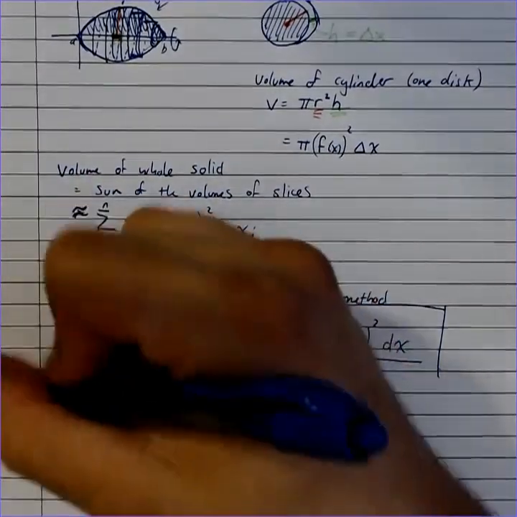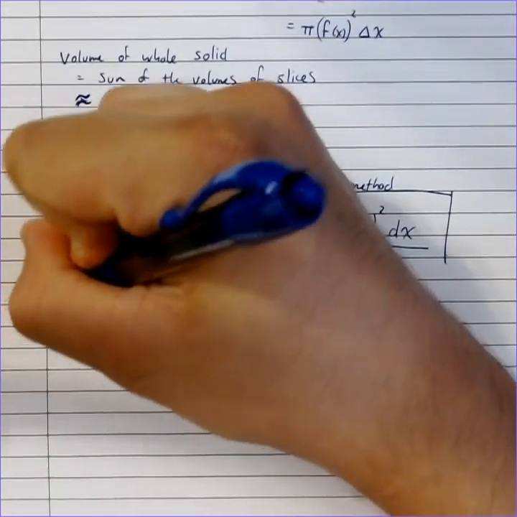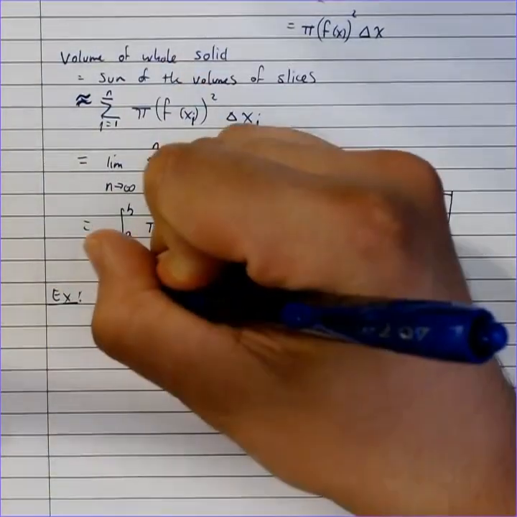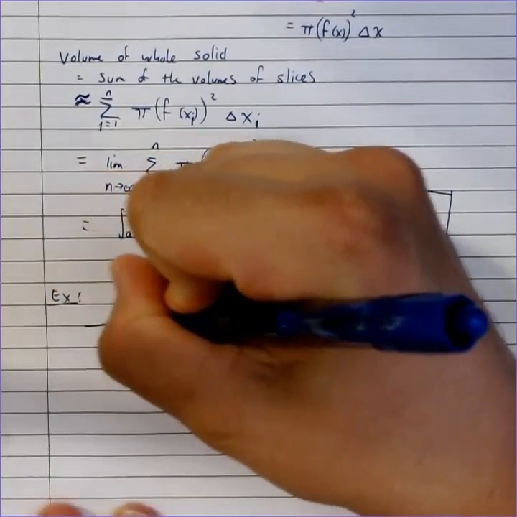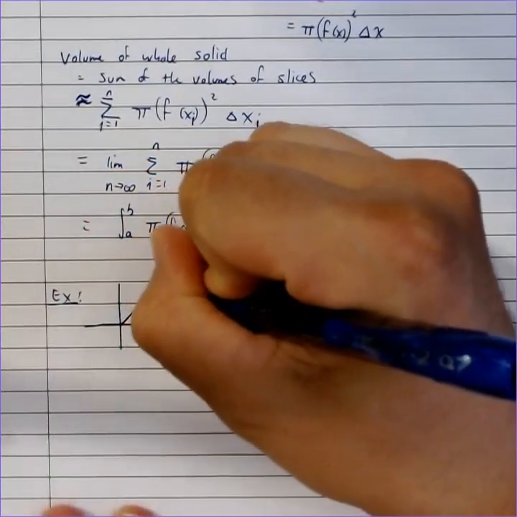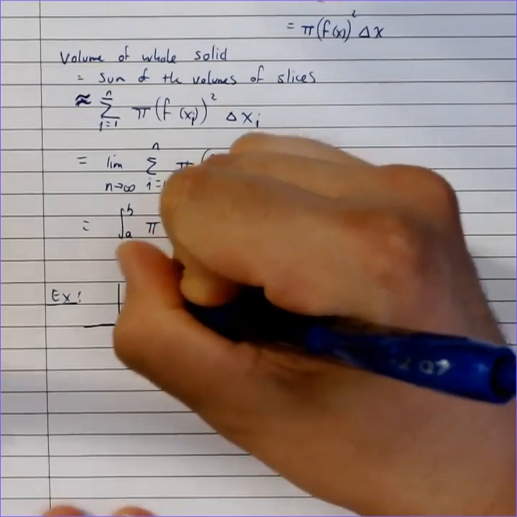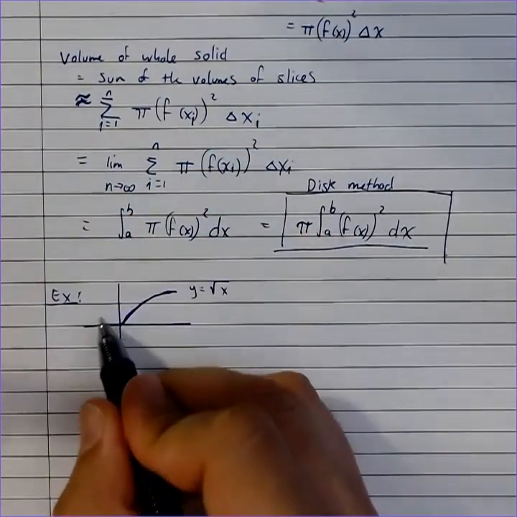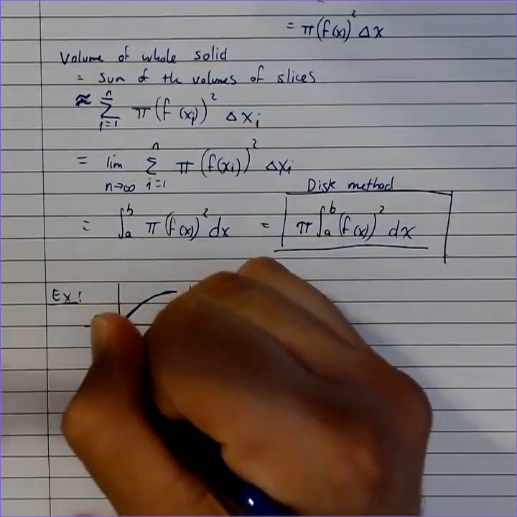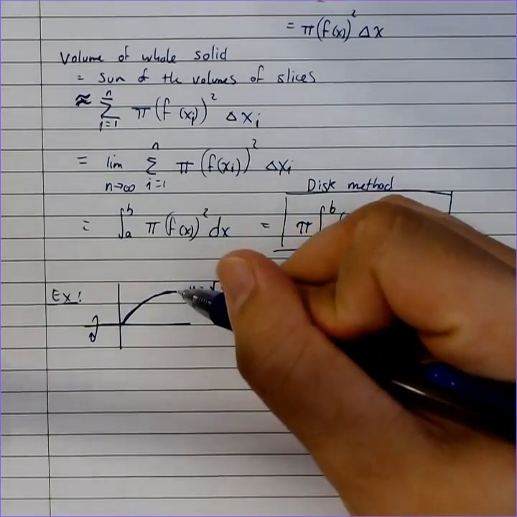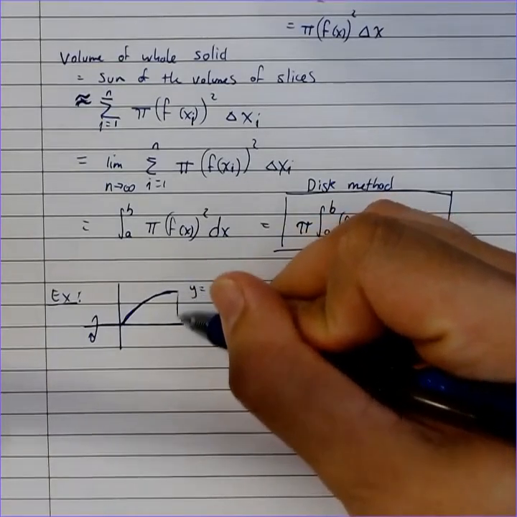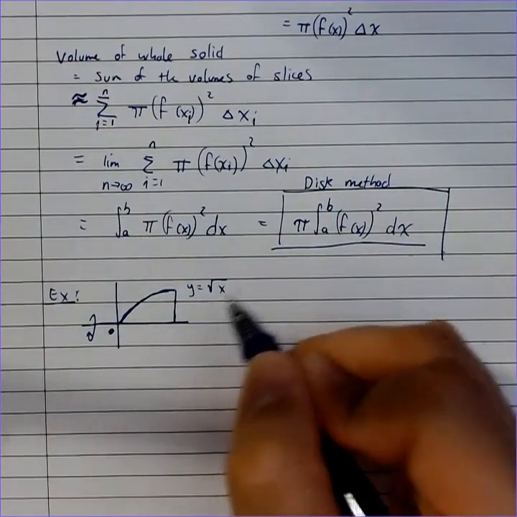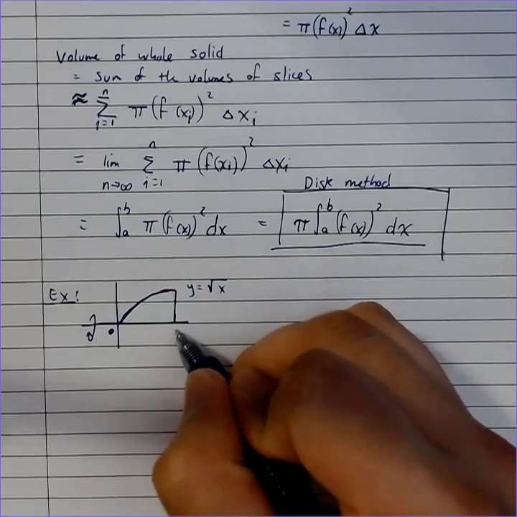So let's take a look at an example of that. Let's find the volume of the following object. We're going to take the curve y equals the square root of x. And then we're going to revolve that around the x-axis. So this is going to start to spin here. All right, so we're going to take this curve and we're going to find the region from 0 up to, let's just say 0 to 4, because why not?